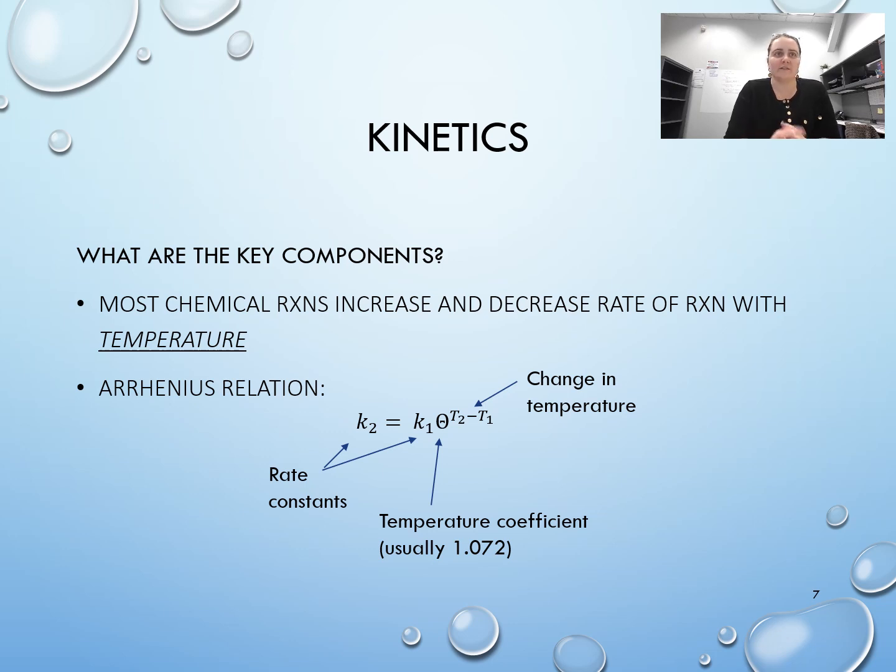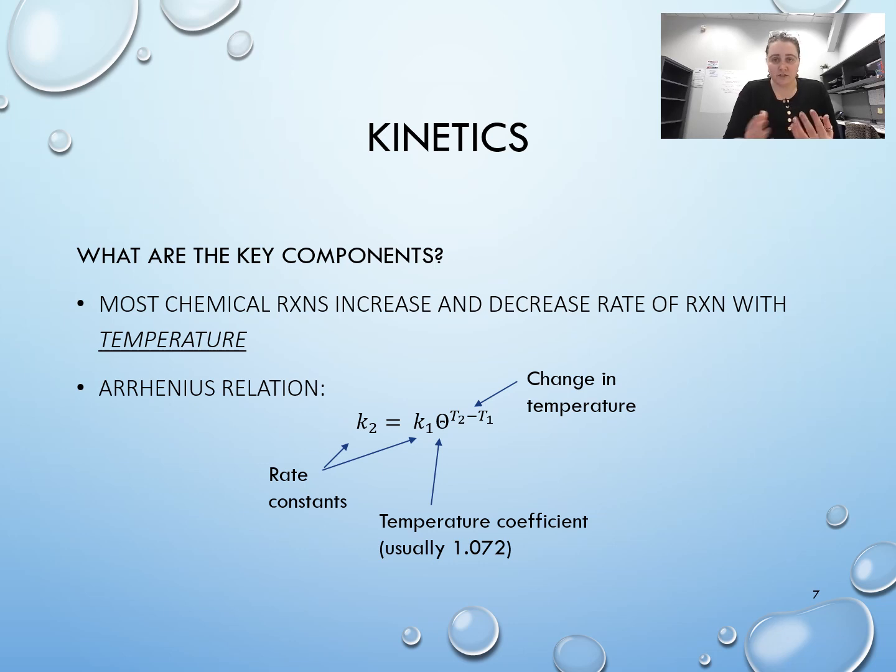Hopefully something that you've seen in past civil classes, I hope in Civil 321, when you took an introduction and principles of environmental engineering, is what's called the Arrhenius relationship. What this relationship shows is that the rate constant of a second reaction is related to the rate constant of a first reaction times what we call theta, which is a temperature coefficient. It's usually 1.072. And that theta has an exponent of the change in temperature.